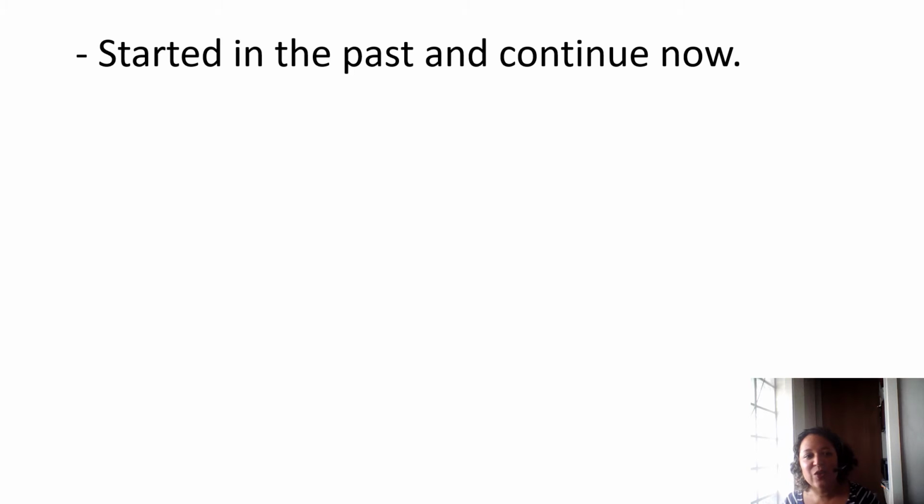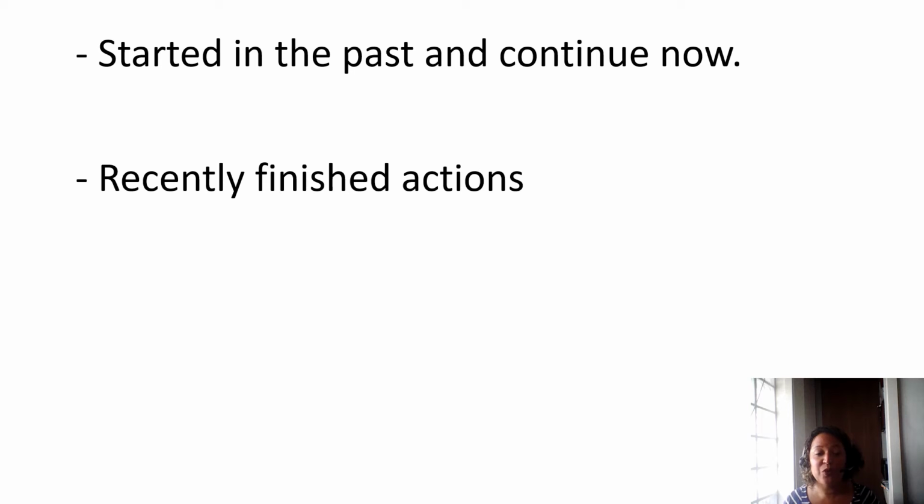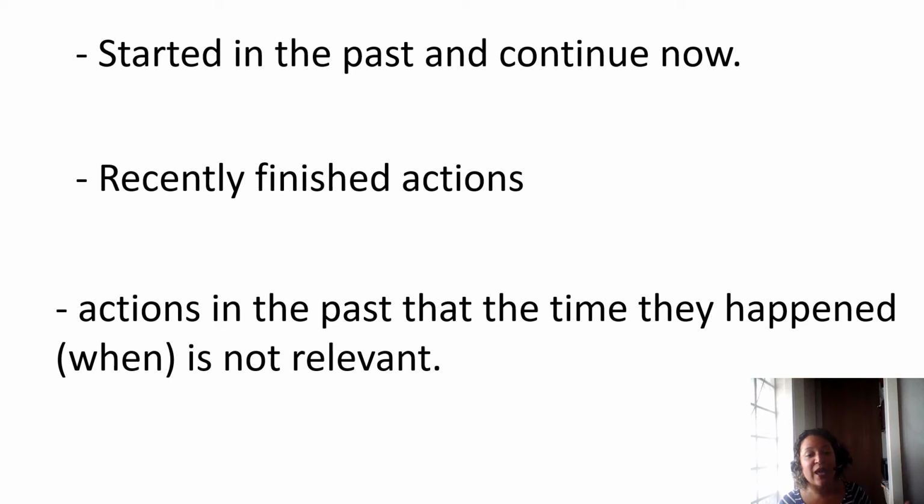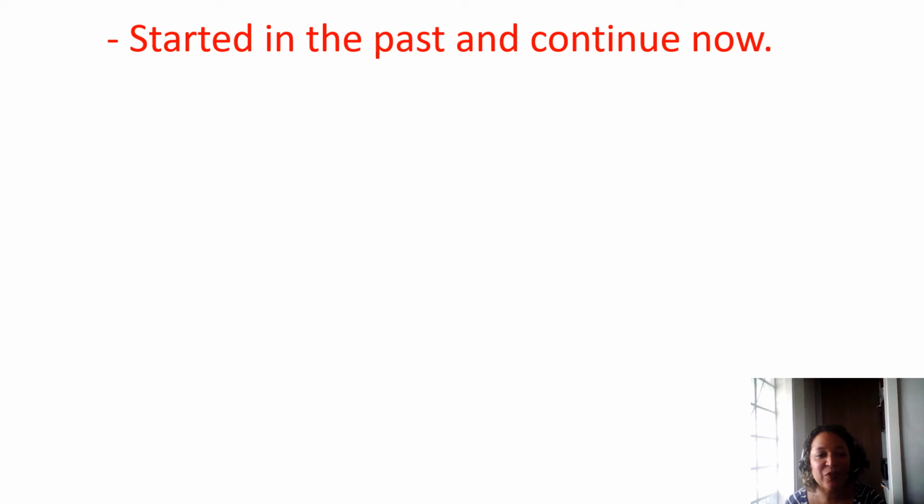There are certain occasions when we use the present perfect. When you're talking about things that started in the past and are still true nowadays. When we're talking about recently finished actions. And when you're talking about actions that happened in the past, but the exact point in the past when they happened is not relevant. Okay, so an example. Today we'll focus on things that started in the past and continue now.